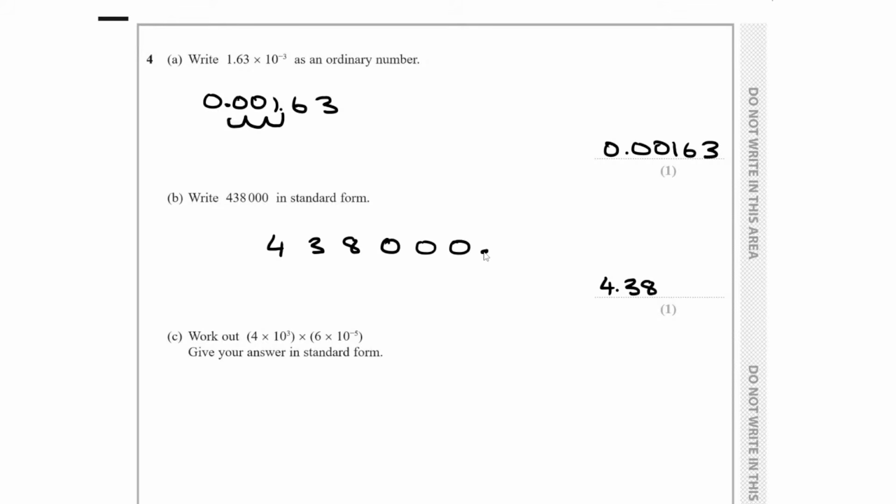So the decimal place is currently here. I want to move it to between the 4 and the 3. How many times have I moved it? 1, 2, 3, 4, 5. And because to get to my original number, it would be much bigger than 4, that's a positive power this time, because my standard form number is smaller than the original. Okay, so it's kind of the opposite of the first one.